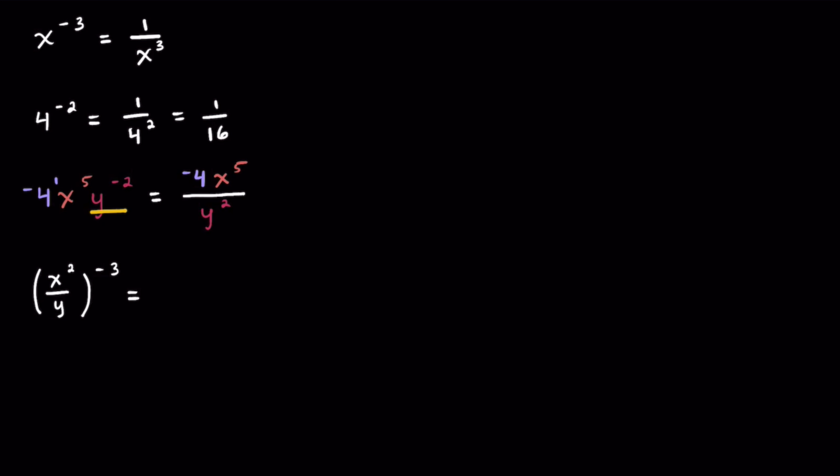So as you can see for this next one, we have the quantity of x squared over y all raised to the negative third power. First, I'm going to start by color coding the bases and keep in mind that the y in the denominator is being raised to the first power. I just like writing those ones in so I don't forget about them. And then let me just show you two quick ways on simplifying this expression.